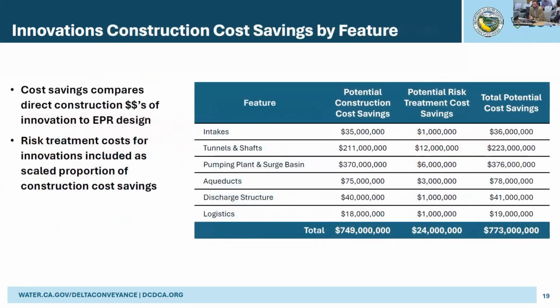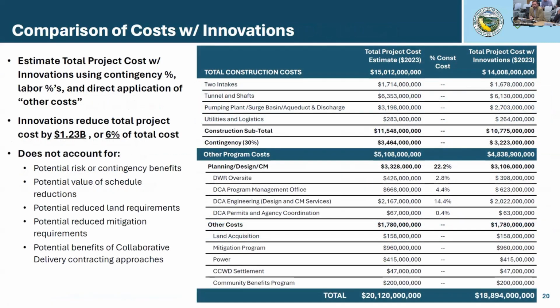So rolling those up by feature, we have various categories: intakes, tunnels and shafts, pumping plant, surge basin, aqueducts, discharge structure, logistics. What you see in the first column of numbers are the direct reductions in construction costs, about 750 million. Then we apply a proportional amount of the risk treatment costs. So that totals 24 million of additional savings, totaling 773. Then we take that number and estimate the total project costs with innovations using that same 30% contingency, and then direct application of scaled other costs.